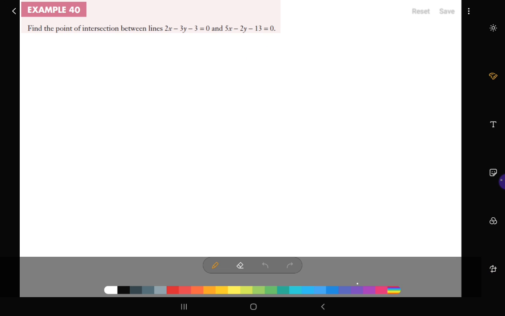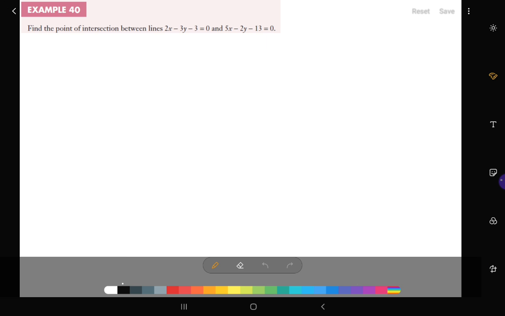Okay, for example 40, you're finding the point of intersection between the two lines. Now, here we're going to go the other way. We're finding the point of intersection between the two lines, but instead of actually graphing the lines here, we can solve the equations simultaneously, and the solution to the simultaneous equations will give you the point of intersection of the two lines. So it's the opposite of the previous example where we did it graphically, and the point of intersection gave you the solutions. Here the solutions are going to give you the point of intersection.